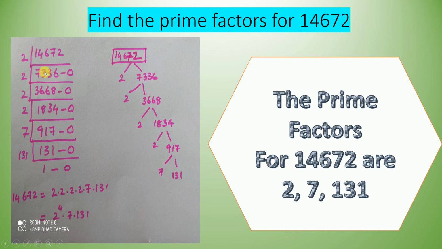Again in the factorization tree you do the same operation. 2 times 7336 is 14,672. Then 2 times 3,668 will be 7336. Then again 2, again 2. Here 3 and 5 do not divide 917, so you go for 7. 7 times 131 is 917. So this is the end of the session. Thank you.